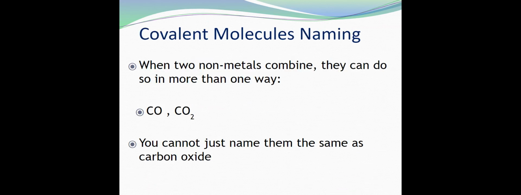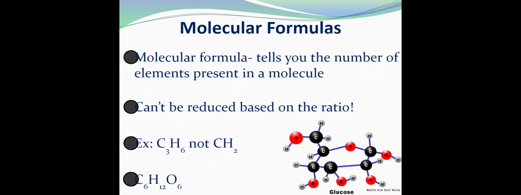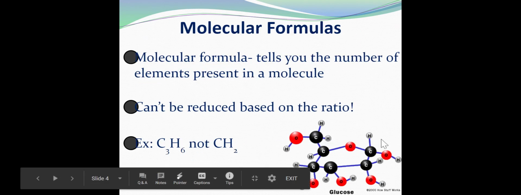And then we're going to talk about how we're going to call it. We're going to talk about the naming part, okay? So when two nonmetals combine, they can do it in more than one way. For example, carbon and oxygen can be one carbon, one oxygen, or one carbon, two oxygens. And carbon with hydrogen can form many, many different kinds of chemicals, like protein, sugar, and fat.